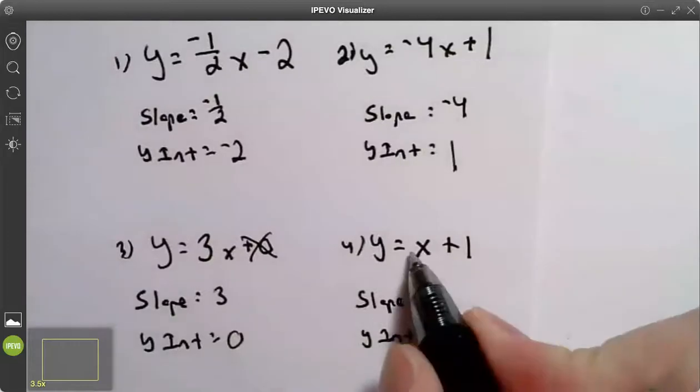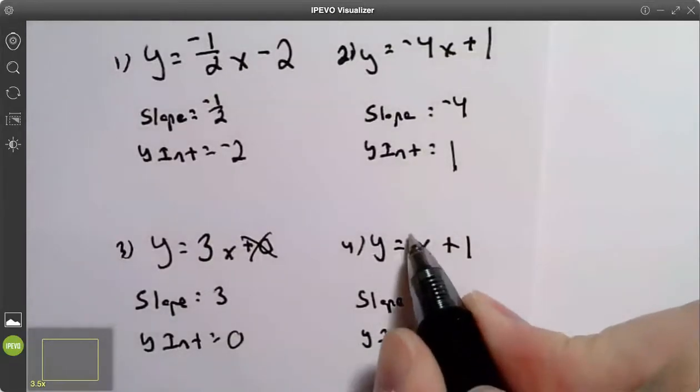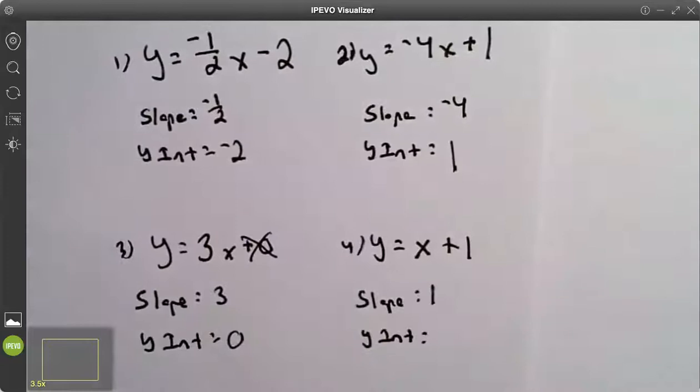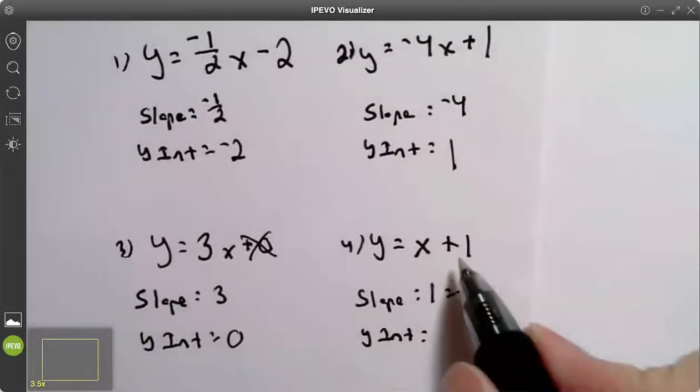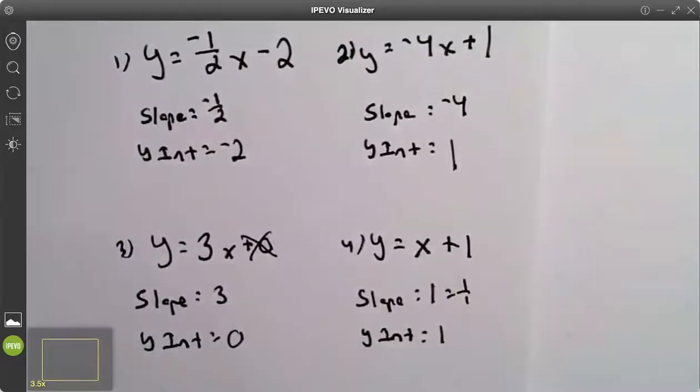You have to think about what's understood to be before this x. There's an understood 1 there. So my slope is 1, which means I'm going to rise 1, run 1. And my y-intercept is 1.